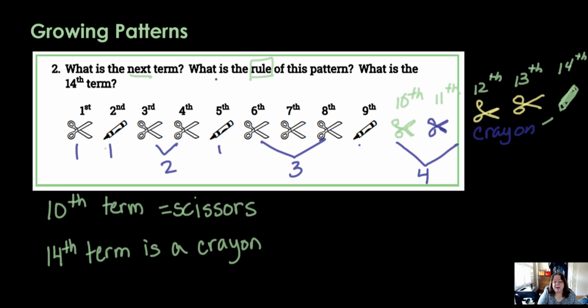Okay, now I didn't write out the rule of the pattern. We talked about it. If we were to write it, I would just say that for every crayon, another scissors is added. Just something simple like that. Each time there's a crayon, there's another scissor.